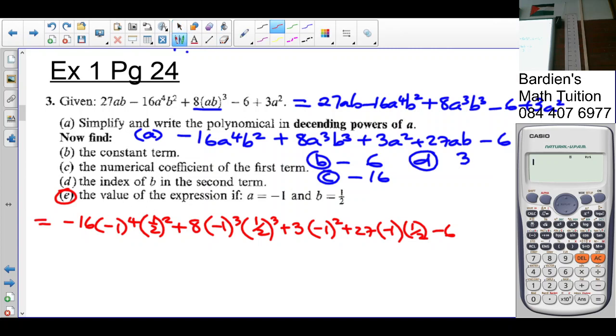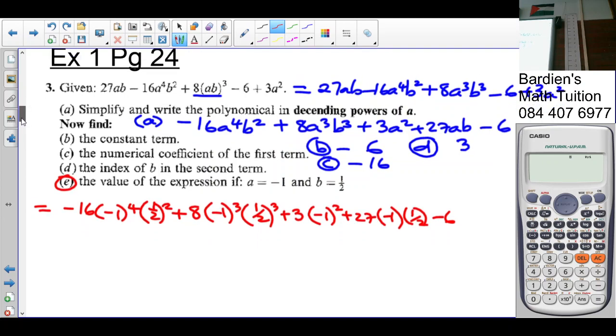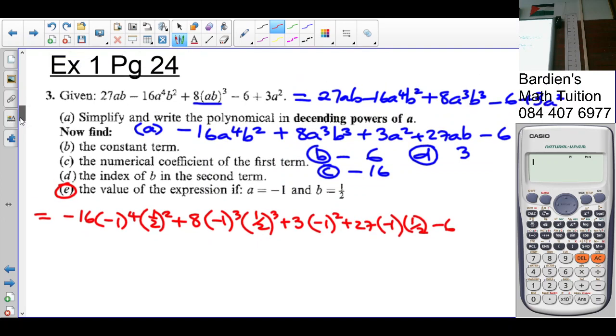Are you all okay with that? Yes, sir. Any confusion? No. So what do we need to do now? Simplify. So remember, without the use of a calculator, we are doing this. Okay?